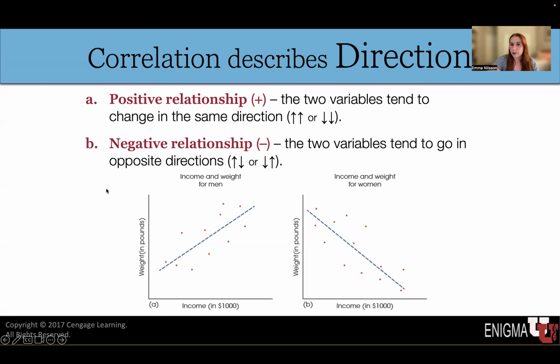A correlation could also describe a negative relationship, which is when the two variables go in opposite directions. When one increases, the other decreases, or vice versa. An example of that is income and weight for women. As income for women increases, their weight decreases. And I'm not talking about that in terms of one woman changing her weight and her income changing. This is just the relationship we see between the incomes of lots of women and their corresponding weights. We'll get into that in a little bit, why when we're talking about direction, there's no causality there.